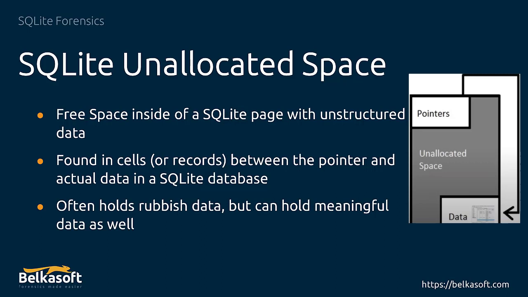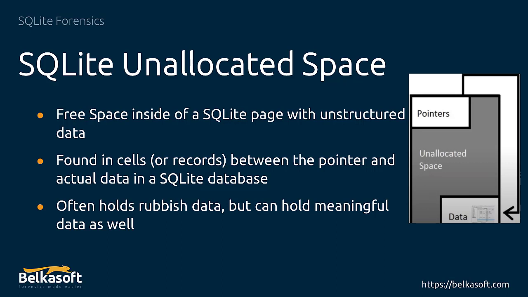Now, you can see here on the slide a typical SQLite page. First, we will have our pointers to real data inside of the page, and then data goes from the end of the page to the beginning of the page. So all cells or records between that pointer and the data is data that is somehow not addressed by the SQLite database. And this is called unallocated space.